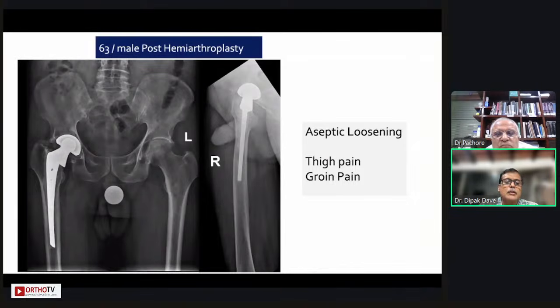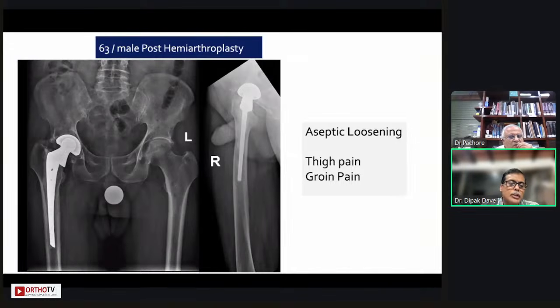So this is again the most common scenario which we encounter in our country, that is post hemiarthroplasty, whether aseptic loosening or septic loosening. If it is a septic loosening, the whole treatment protocol is different. If it is an aseptic loosening, the patient will have thigh pain, groin pain. Once that is decided, then you have to remove this, and better to avoid the primary implants here.